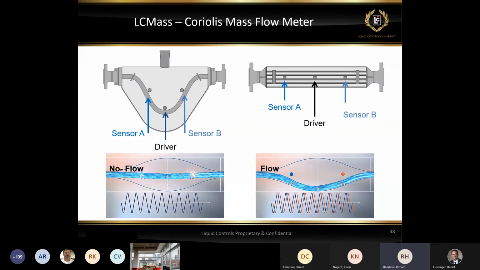And once we introduce flow into the measuring tubes, if you look at the picture on the right bottom, you see the tubes start to wobble. And this wobbling effect is called the Coriolis effect. So we take a reading from the inlet sensor and the outlet sensor, which is the phase shift between those 2 points. And that phase shift that we measure is directly proportional to the mass flow rate.